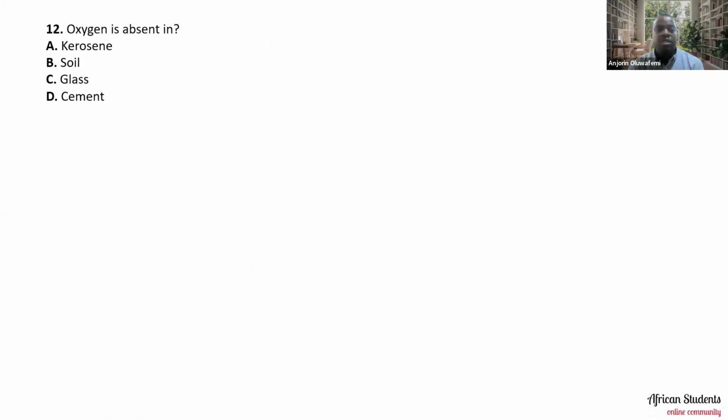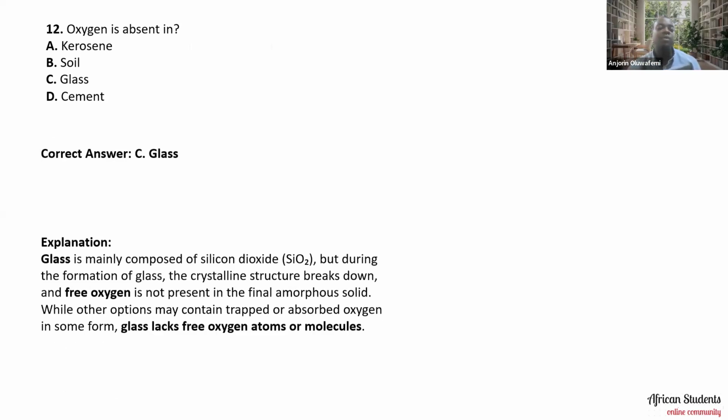Okay. Oxygen is absent in, is it in kerosene? Is it in soil? Is it in glass or cement? The answer here should be C, glass. And the reason why we chose that is because glass is mainly composed of silicon dioxide. But during the formation of glass, the crystalline structure breaks down and free oxygen is not present in the final amorphous solid. While other options may contain trapped or absorbed oxygen in some form, glass lacks free oxygen atoms or molecules.